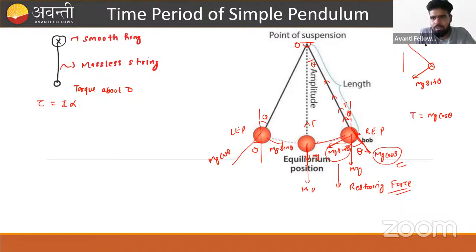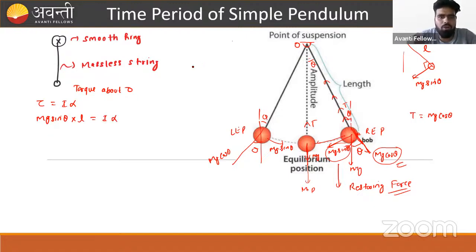This is the length of the string. So this force is perpendicular to the length. What is the torque? Force into the perpendicular distance from the point about which we want to calculate the torque. So we can say this will be equal to mg sin theta, this is the force, and the perpendicular distance is L. That equals I into alpha.